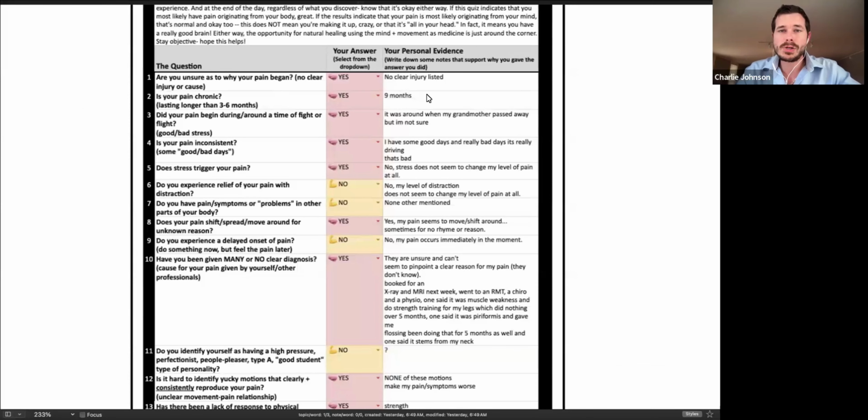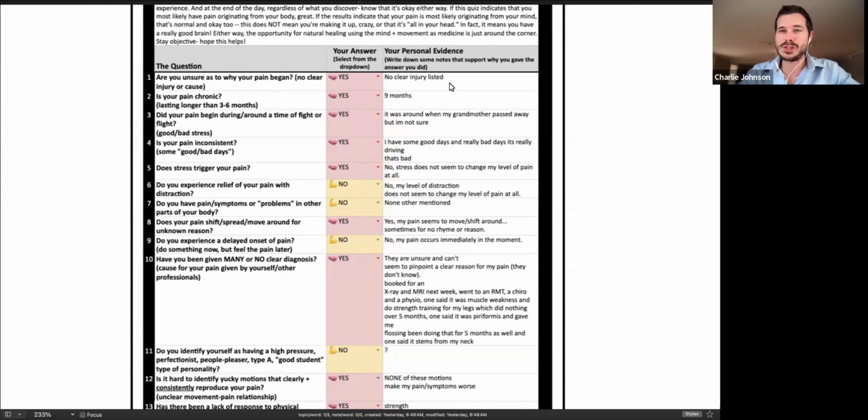And so you can see here, I just took all these answers from that case review, and this is the evidence list. And what's going to happen at the end is it's going to give a readout, as you'll see in a moment, of the most likely source of what's happening, brain or body. So, are you unsure as to why your pain began? No clear injury or cause?